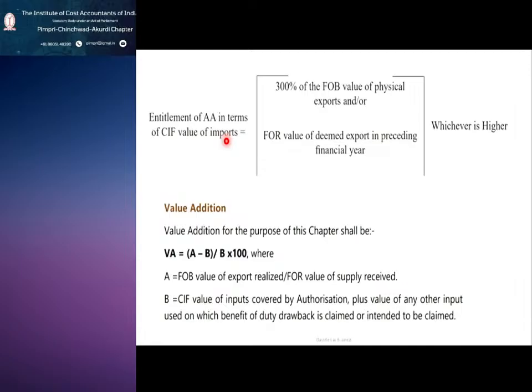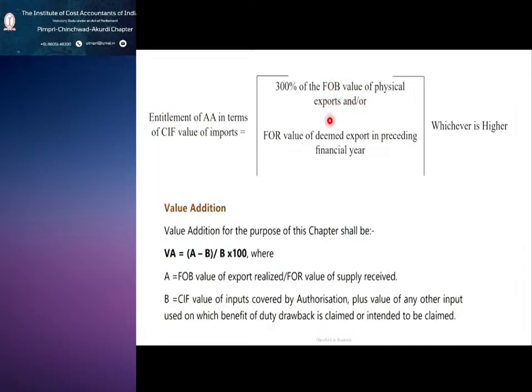So 300% of FOB value of physical exports or FOR value of deemed exports in the preceding financial year, whichever is higher. So they check our advance before giving the authorization. They check what is the 300% of FOB.